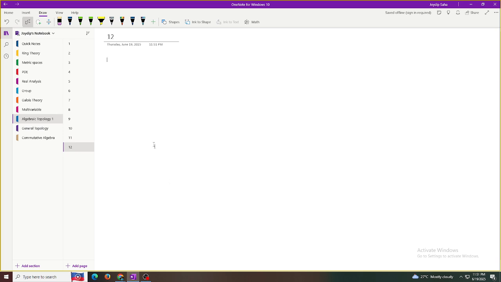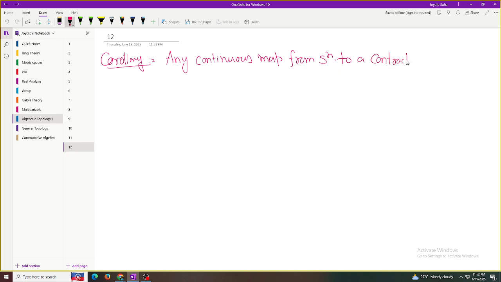Corollary. Any continuous map from S^n to a contractible space is null homotopic, because S^n to a contractible space, so it is null homotopic. It is our previous theorem. The map has a continuous extension over B^(n+1).